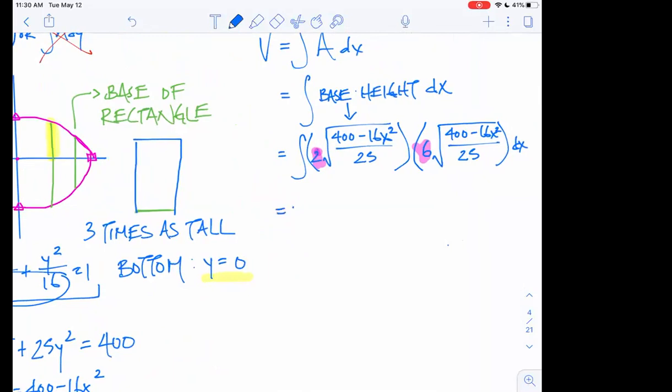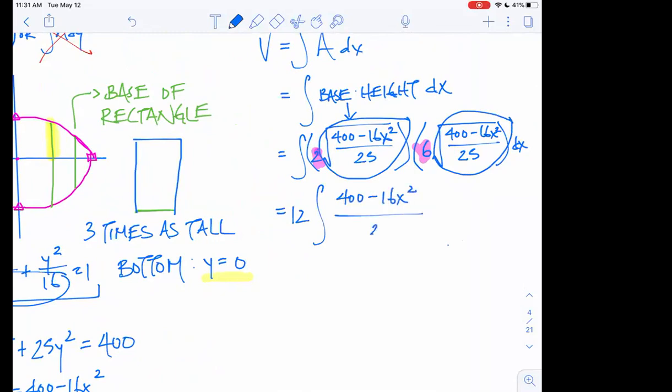So this will give me 12 times the integral of, now I notice I have the square root of something times the square root of something. So that just gives me that something. When you're multiplying something by itself, it's not a bad thing that you have a square root in there.